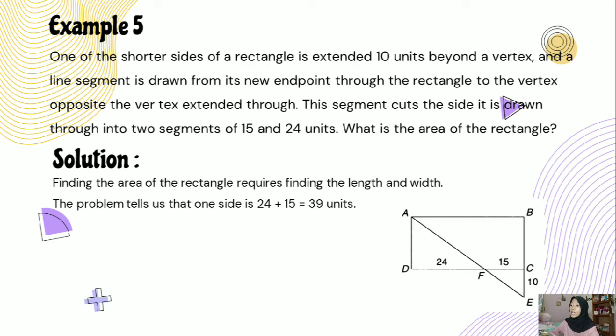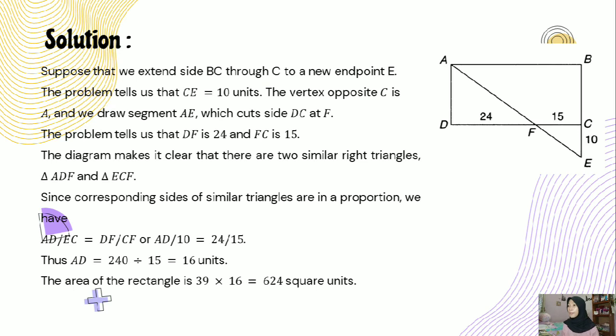And the solution: finding the area of the rectangle requires finding the length and width. The problem tells us that one side is 24 plus 15 equals 39 units. Suppose that we extend side BC through C to a new endpoint E. The problem tells us that CE equals 10 units. The vertex opposite C is A, and we draw segment AE, which cuts side DC at F.